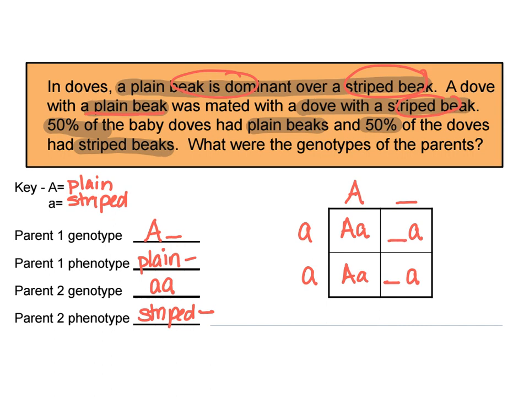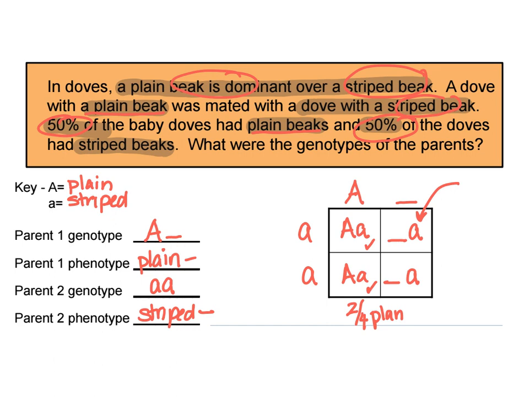So now I'm going to look and see what they tell me about the children, because this is something that really happened. And we know that 50% of the baby doves have plain beaks. Now remember that the plain beaks have a big A in them. So this would be plain and this would be plain. So I've got my 2 out of 4, which is my 50% of plain offspring right here in this row, which means that I need the other half of the offspring, which are 50% striped.